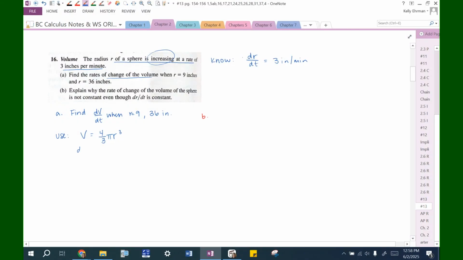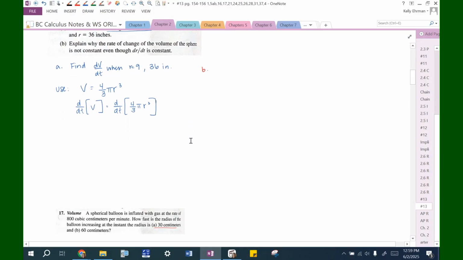Okay? And I want to take the derivative with respect to t of both sides of this equation. Again, you can skip the step of writing it out if you want to, but I think I have found that it helps me more clearly understand what I'm doing in this process. So when I take the derivative with respect to t, I get dV/dt equals 4/3 pi times 3r squared. So 4/3 times 3 is just 4 pi r squared. And remember chain rule, because this was the derivative with respect to t, dr/dt.